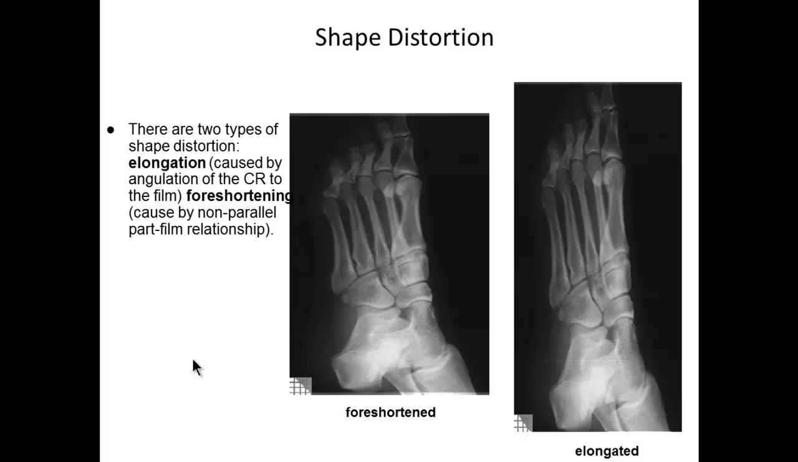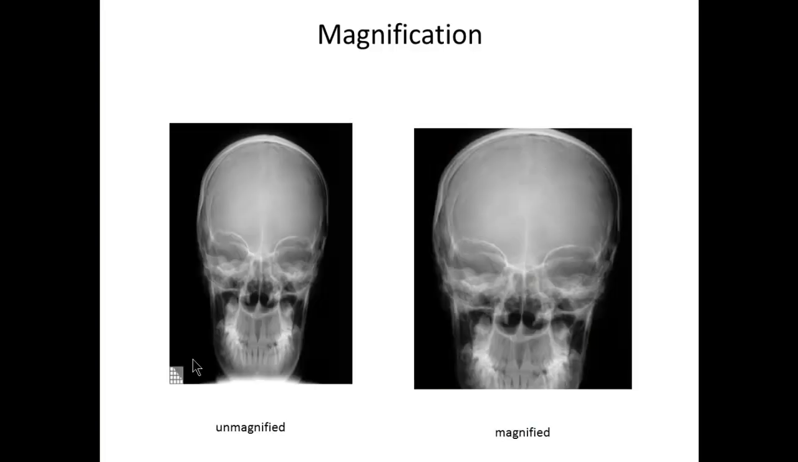Foreshortening, on the other hand, will occur if our image receptor has been angled, but our tube is straight. And yes, it's possible for both to happen. If you angle your image receptor and you angle your tube, you'll have some kind of combination of both foreshortening and elongation.